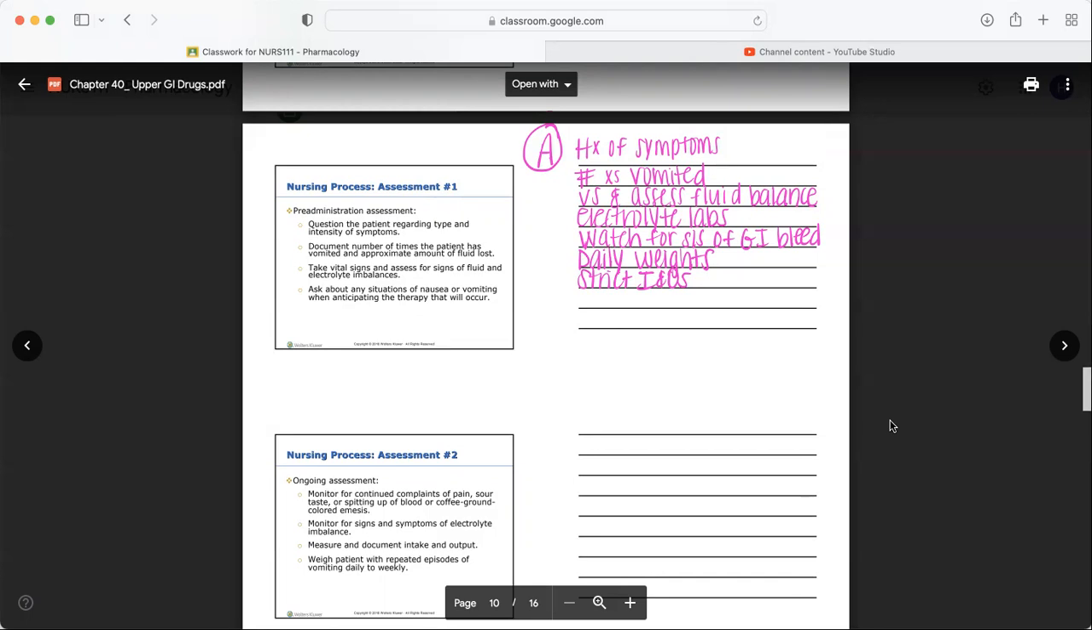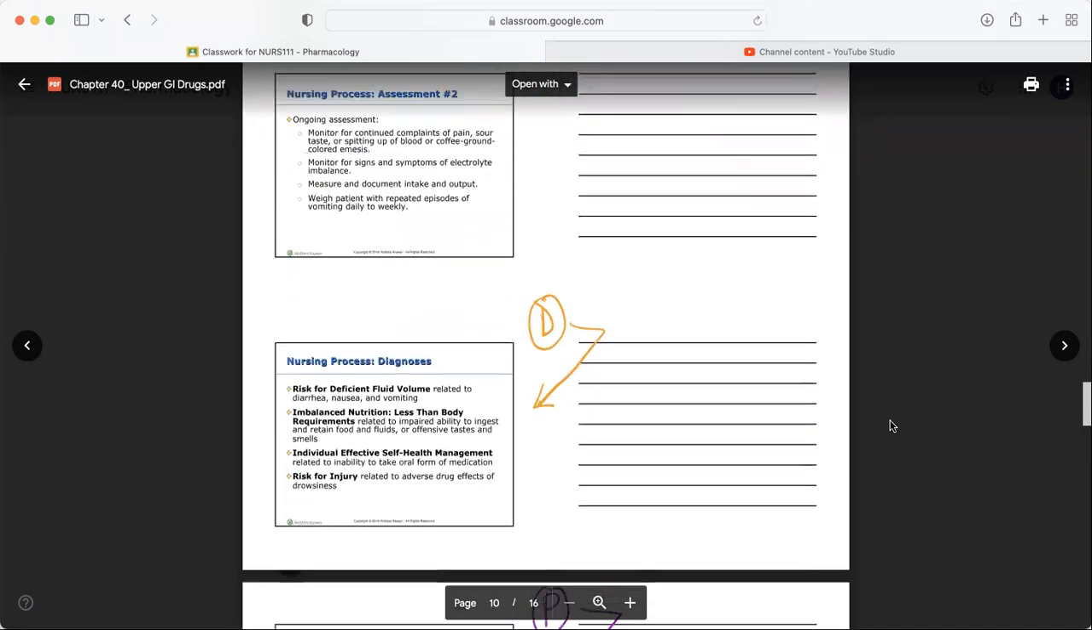Watch for signs and symptoms of GI bleed. Get some daily weights on your patient and do some strict I's and O's. Right? Strict I's and O's.